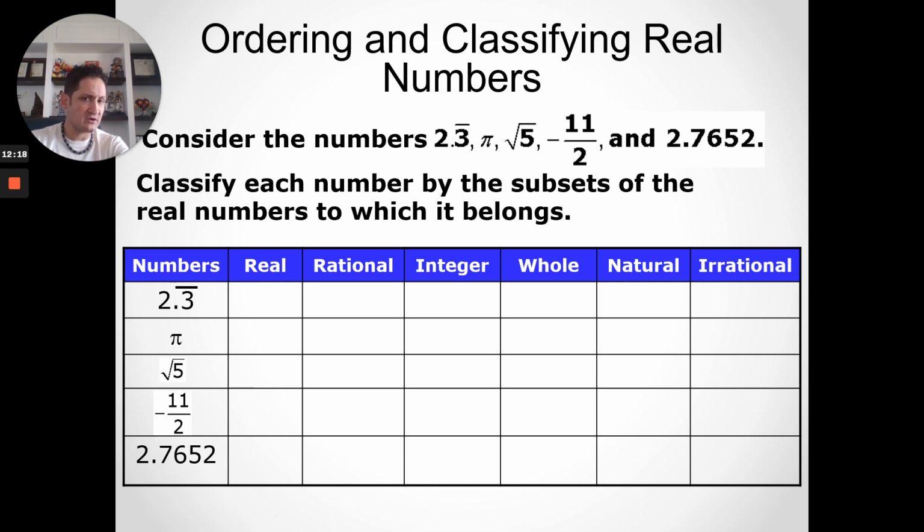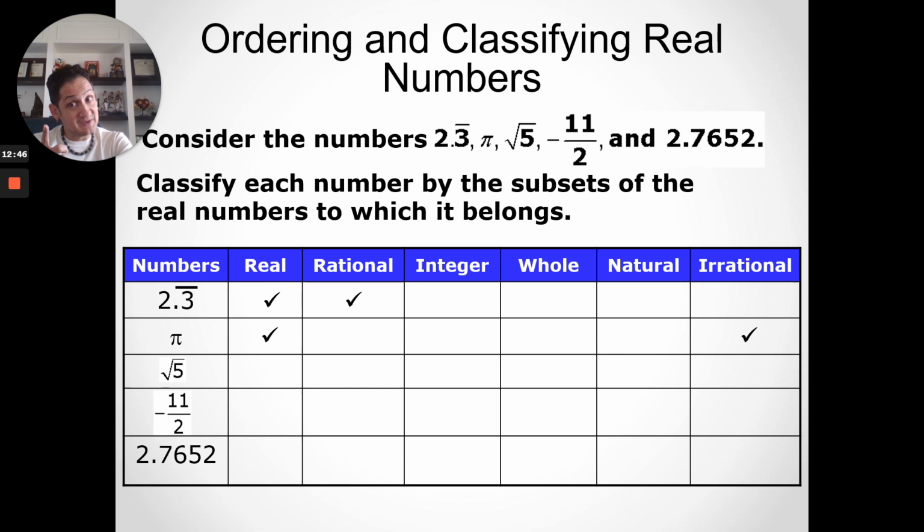So, okay, let's just start going. 2.3 repeating. It's real. It's a decimal, so it's not going to be a natural, whole, or integer. So really the question now is, is it rational or irrational? This is where we want to know it's a decimal that repeats. The bar tells me it repeats, so it's rational. Cool. Pi, we already know it's real. Everything's real, but it's an irrational number. Again, that's something that goes on forever and doesn't repeat. Pretty standard.